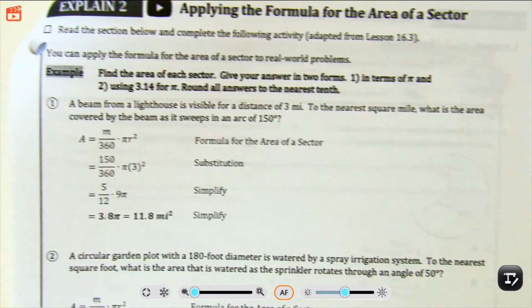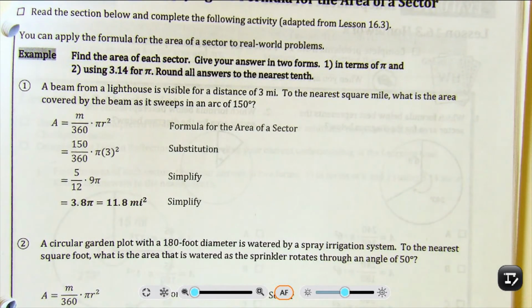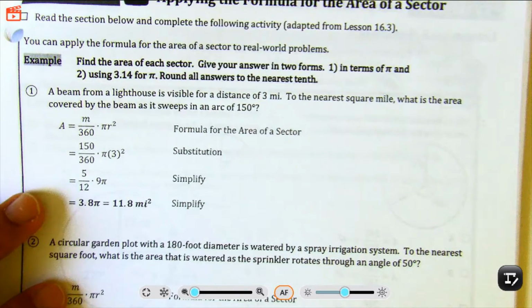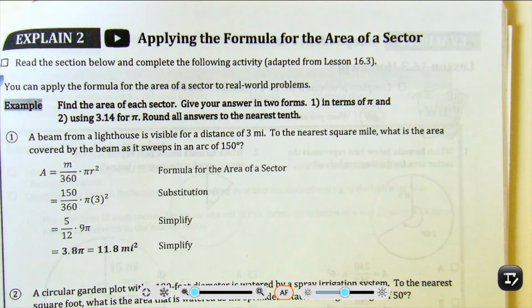Okay, so now that we know how to find the area of a sector, we're going to be applying this formula to real-world situations. Again, looking for what the central angle is formed by the arc, and then the radius. So let's read example 1.